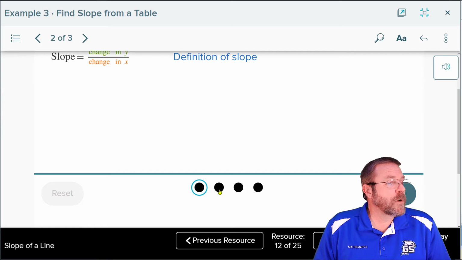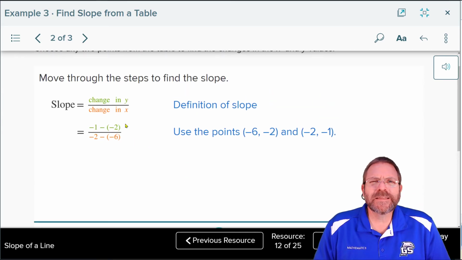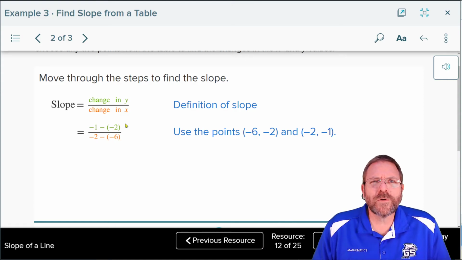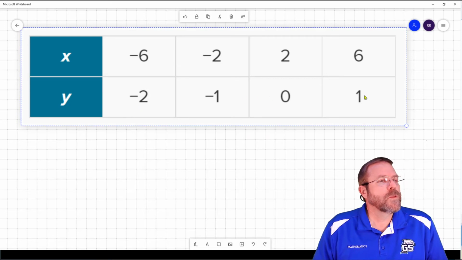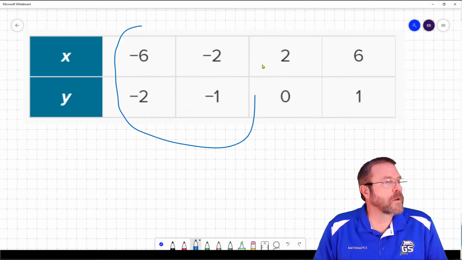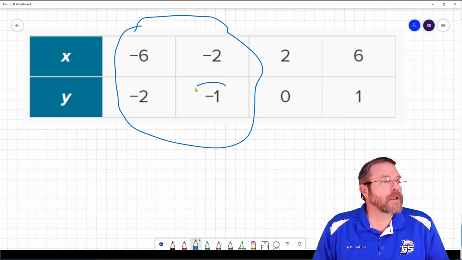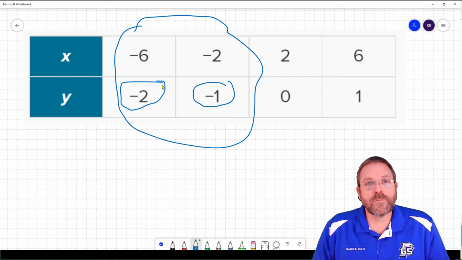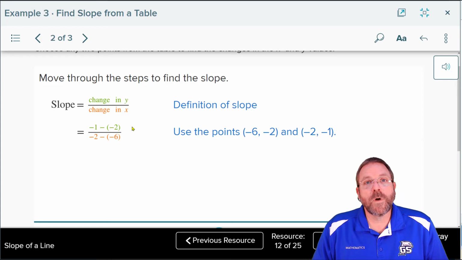And working that problem, they ended up saying the change in y was -1 minus a -2. Where on earth did all that come from? Well, let's take a look here. Jump back to the table. The -1 is going to be this value, so they're focusing entirely on these two terms right here, keeping it kind of simple. So the -1 is right here, minus the -2 is right here, and that is where they got these values for the change in y from.